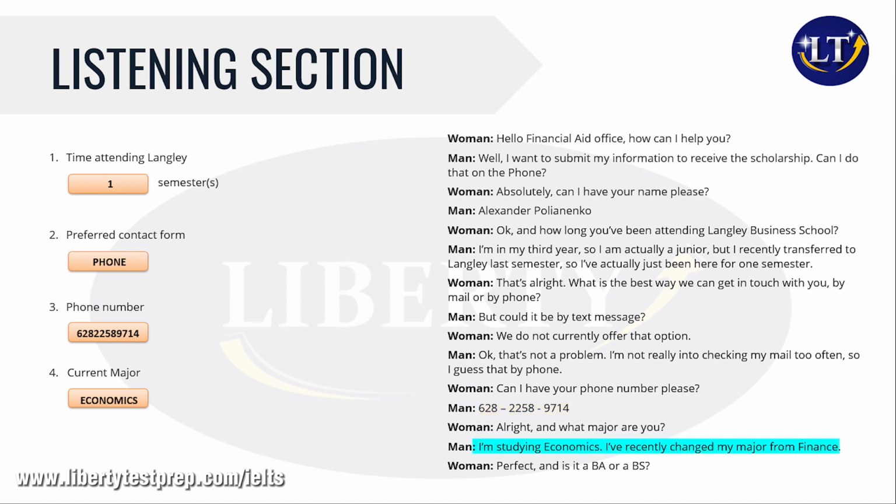And the answer for number 4 is economics. Okay, he says, I'm studying economics. I've recently changed my major from finance. Again, they're giving you two majors in order to get you confused. But he says right now he's studying economics, and the question asks about the current major, not the previous major, right? He says that before it used to be finance. But if we listen carefully, we know that right now, currently, he's studying economics.